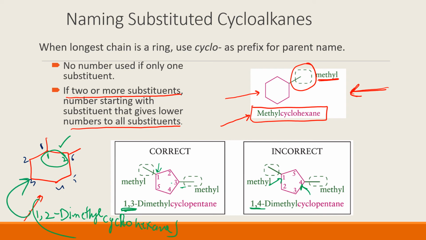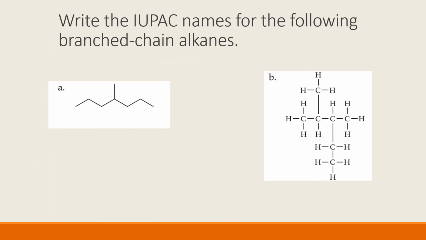That's the name of this one. In the example shown here, the ring is a 5 carbon long ring, so therefore the name of this compound is 1,3-dimethyl cyclopentane. Let's practice writing the names of these branched chain hydrocarbons.